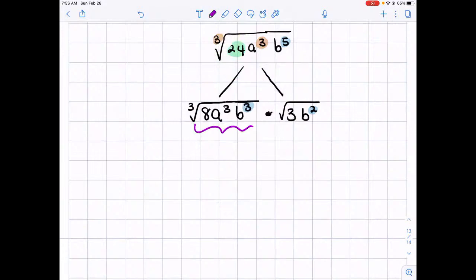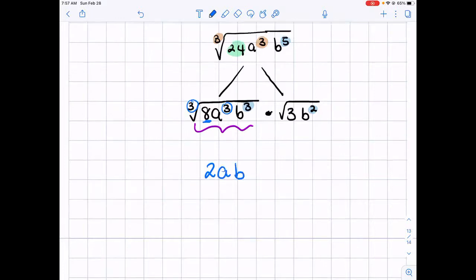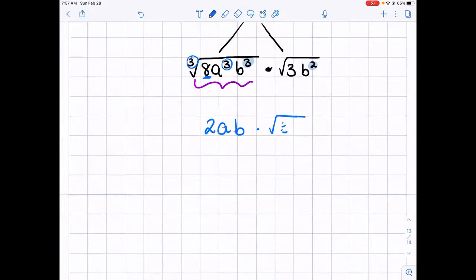So this becomes the cube root of 8, which we know is 2. The index and the power, this becomes a 3 divided by 3, and b, times this part here. We cannot simplify it, so we just leave it as the cube root of 3b squared. We cannot simplify that portion of it.